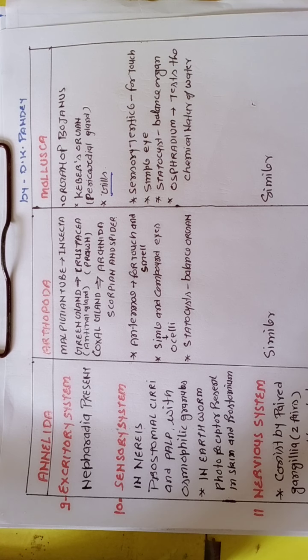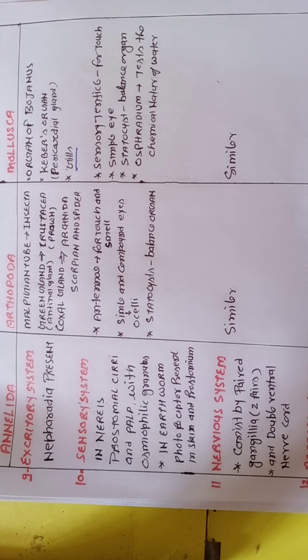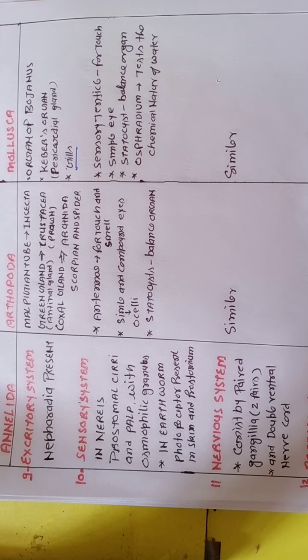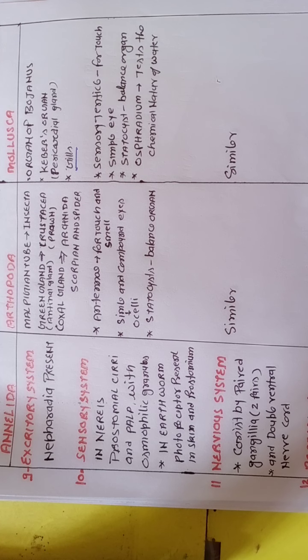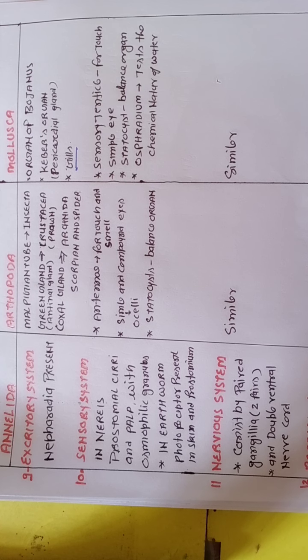Now the sensory system. Most students do not know whether sensory organs are present in Annelida or not. Yes, they are present. In Nereis, the prostomium, meaning before the first segment there is an outgrowth, is known as the prostomium. In the prostomium there are cirri. Cirri are present and palps are also present. So palps and cirri are the sensory organs. After that, osmophilic granules are also present. You should only learn the name. Osmophilic granules help in making sensation.